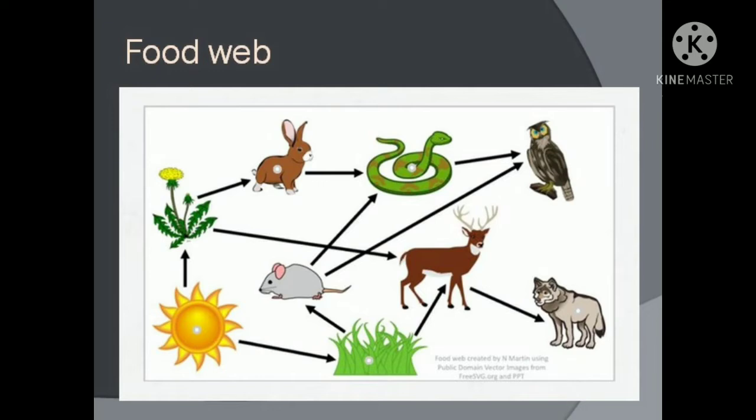Food web. Several food chains that are interconnected form a food web. As students, you can see in the diagram, the plant is not eaten by only one type of animal. For example, plants are eaten by the frog, the rat also eats the plants, and the deer also eats the plants. In this way, the various food chains are interconnected, and the web of these various interconnected food chains is known as a food web.